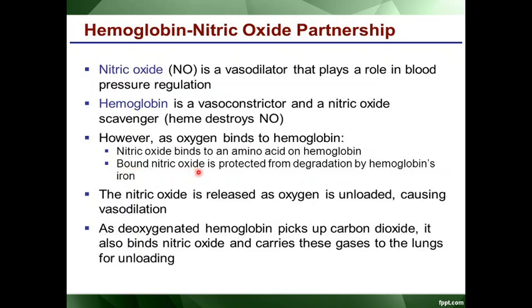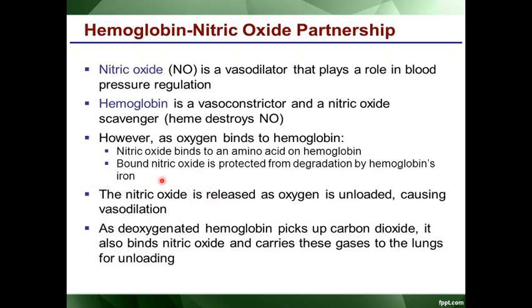and bound nitric oxide is protected from degradation by heme's iron. In this way, see how clever it is: it has bound with the globin, not with the heme, because heme would destroy the nitric oxide. So it binds with the amino acid cysteine, with the protein chain, and in this way it is protected from destruction. The nitric oxide is released as oxygen is unloaded, causing vasodilation.